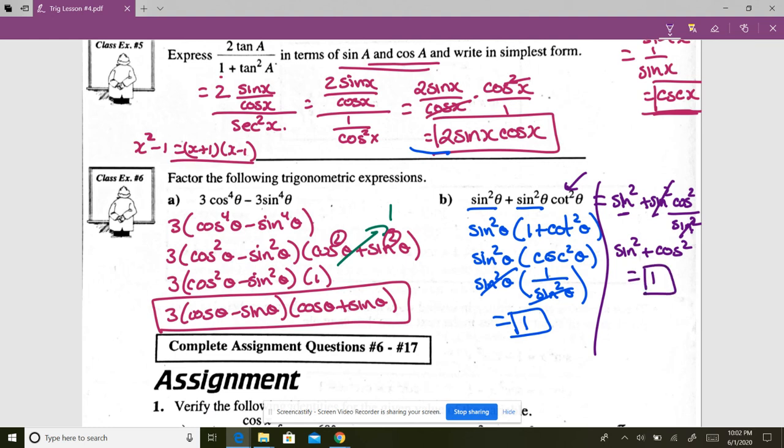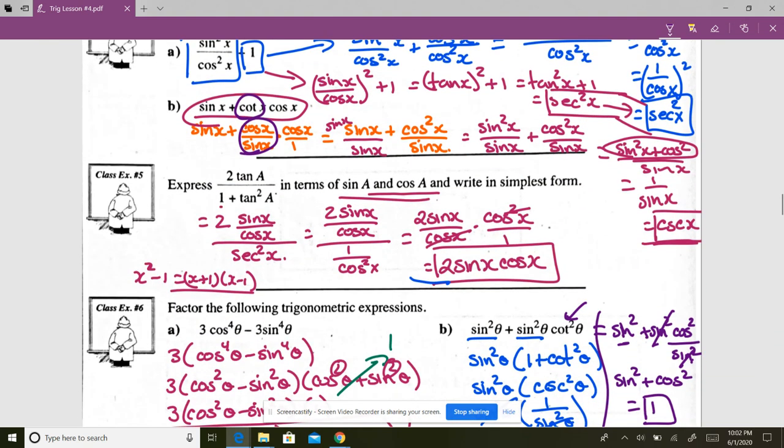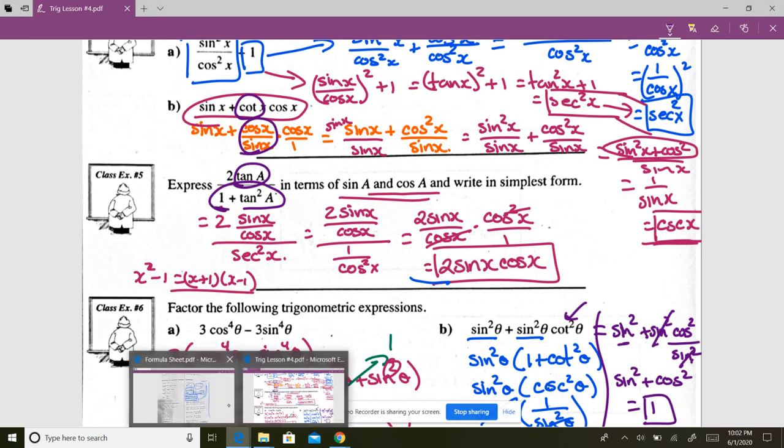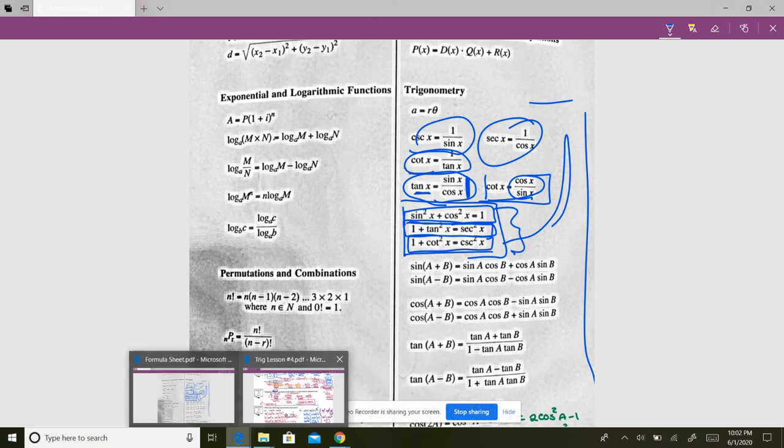Just practice. So the first thing is convert everything to sine and cos if you don't have it already that way. So if you have a cotan, rewrite it as cos over sine. If you have a tan, rewrite it as sine over cos. Second thing, if you have 1 plus or minus some trig function squared, think Pythagorean identities. These guys right here, see if you can rewrite something as a single term.